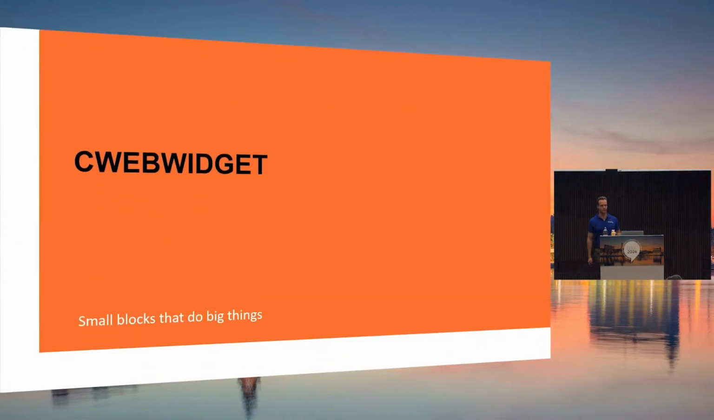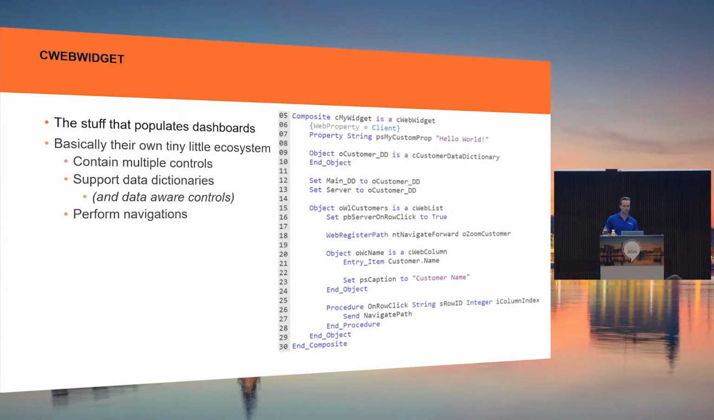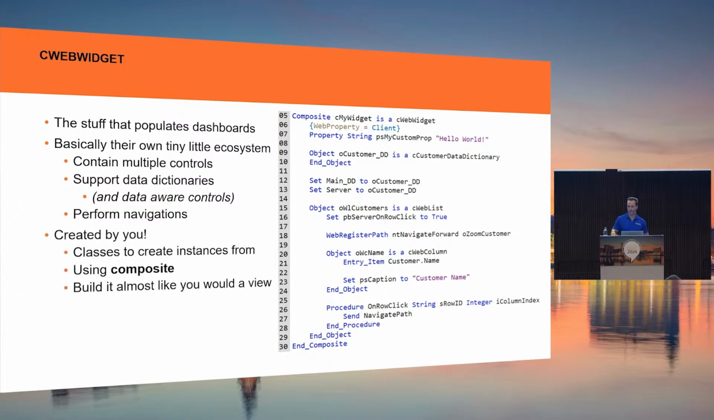Next up is the C web widgets. And this is the stuff that populates your dashboard. These are these blocks that go onto the screen. And they are basically their own tiny little ecosystem. So bringing up that code snippet again, these things, they can contain one or more controls, multiple controls, and they support data dictionaries. These things can be data-aware controls because of them, and they can perform navigations. And they're created by you. We expect you to use the framework that we provide to create these widgets, and you can get as creative with it as you like.